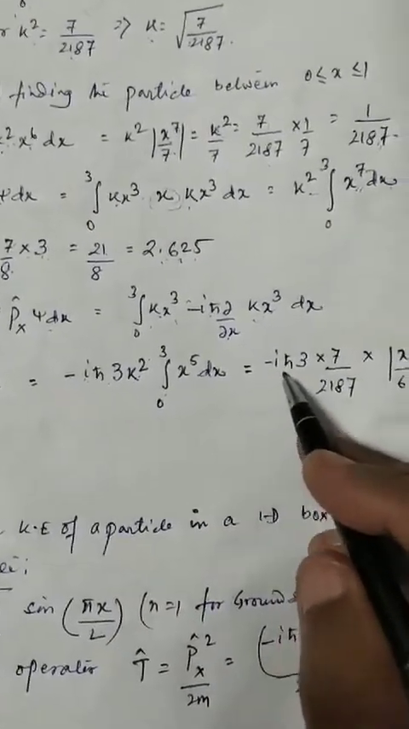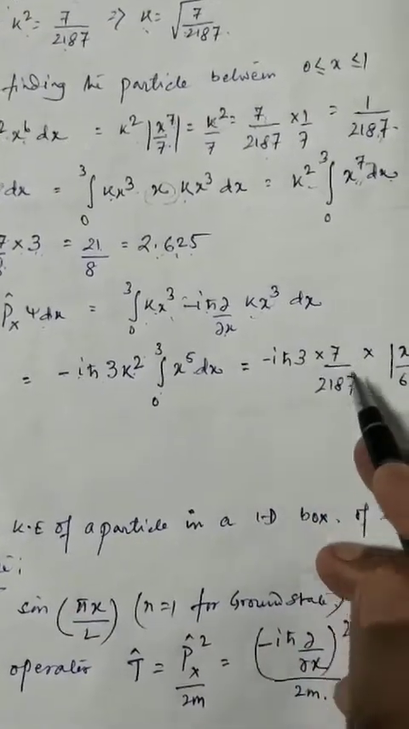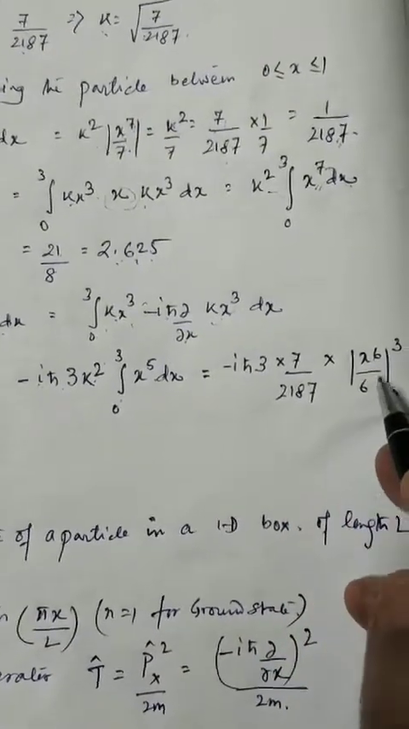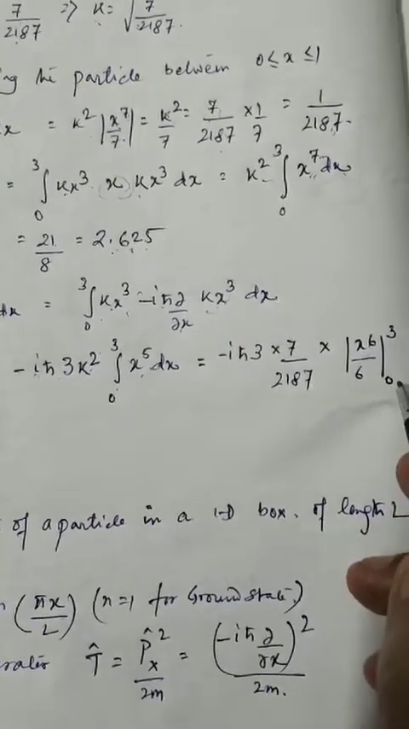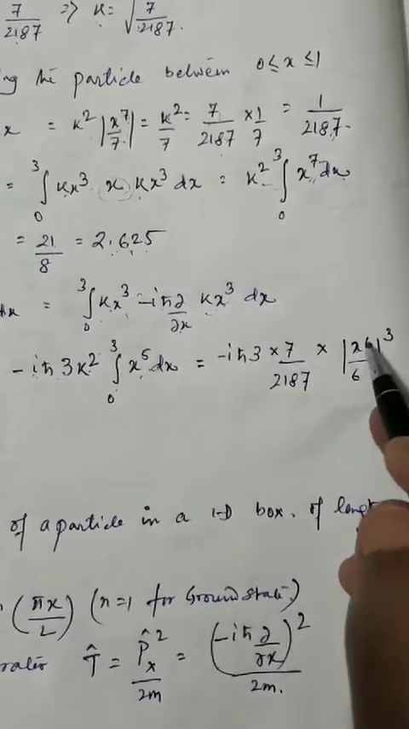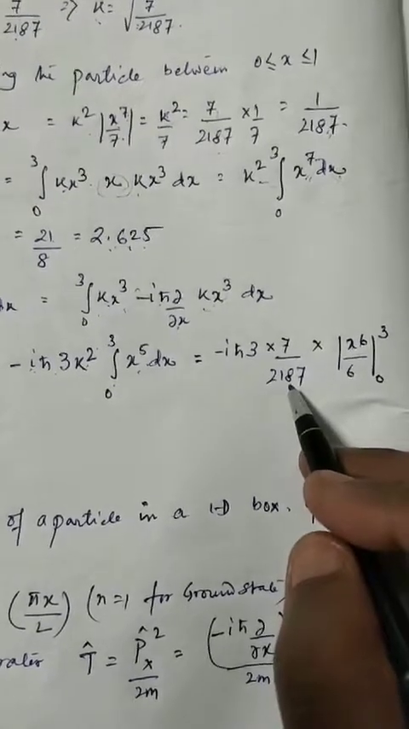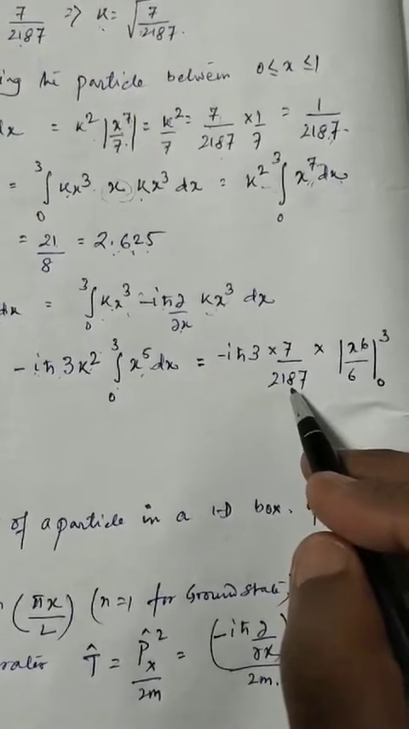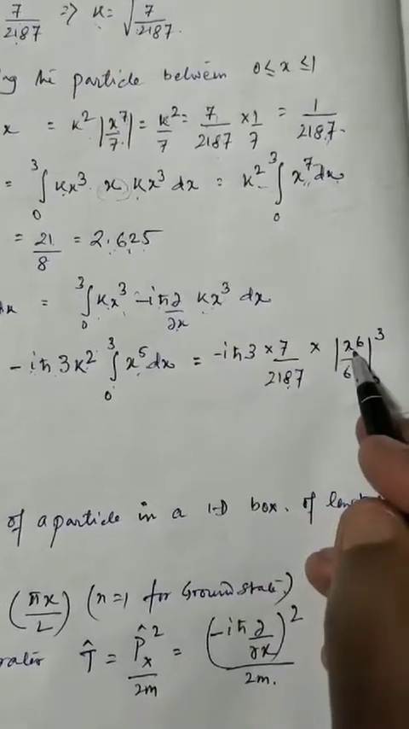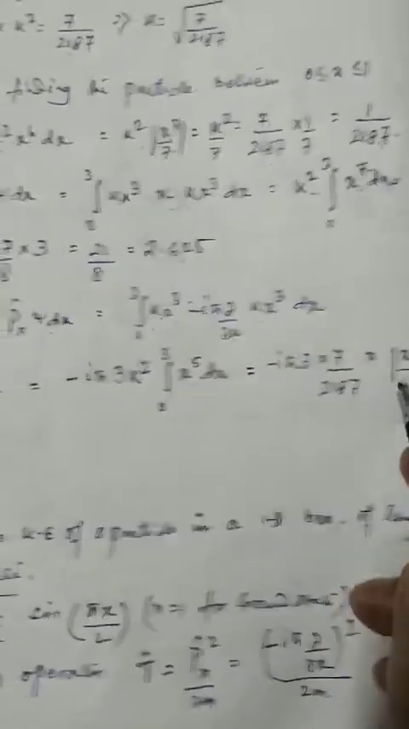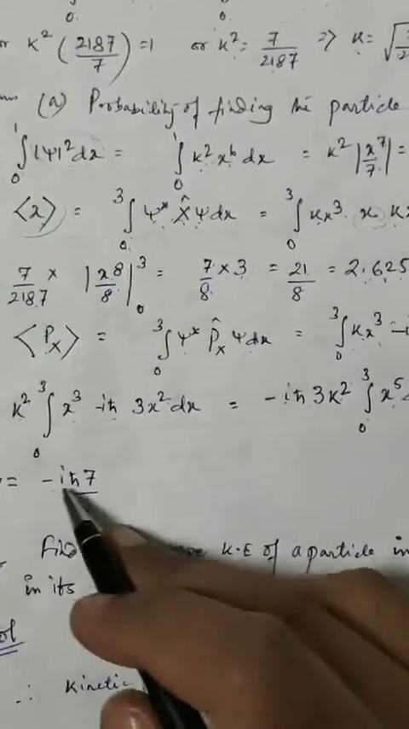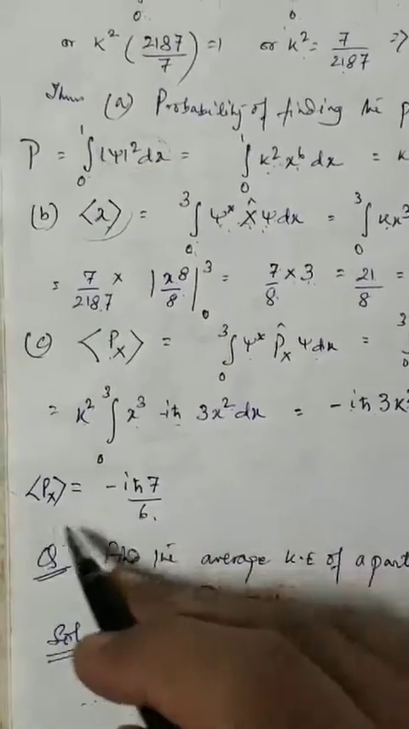So it is minus i h cross times 3 into k square, which is 7 by 2187. For x to the power of 5, the integration gives you x to the power of 6 by 6. If you put the limits, this would be 3 to the power of 6, and remember this is 3 to the power of 7. So here you have a 3 and here you have 3 to the power of 6. So the 3 to the power of 7 gets cancelled out, and you have 7 by 6. So you have 7 by 6 minus i h cross, that is px.